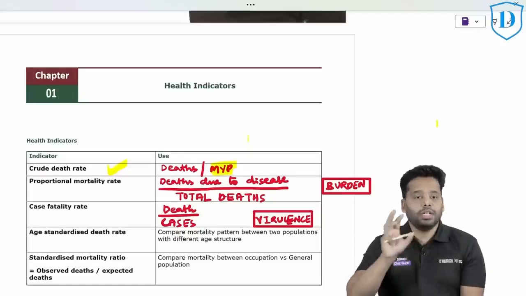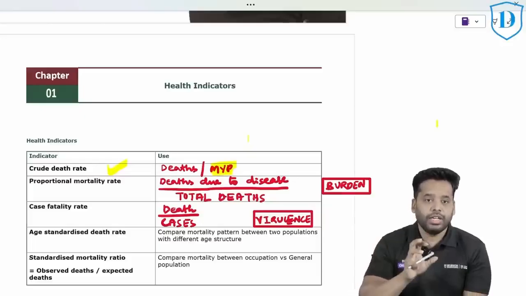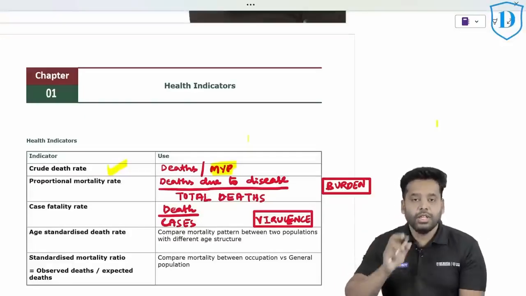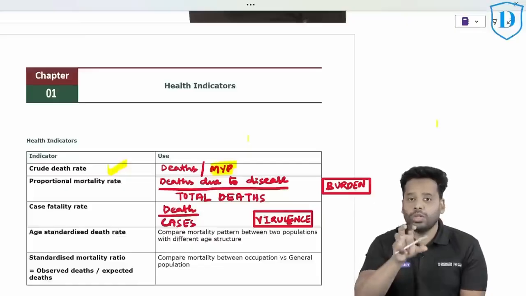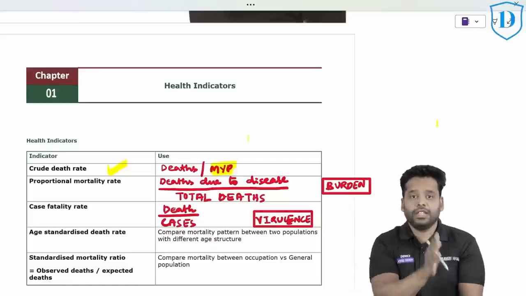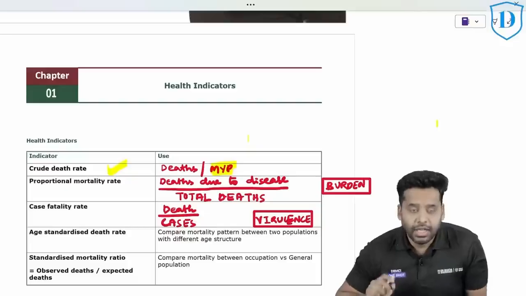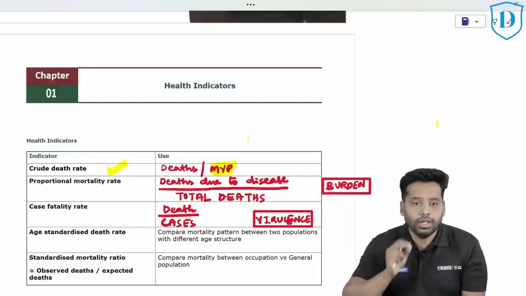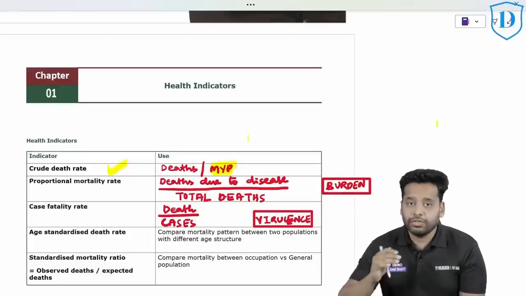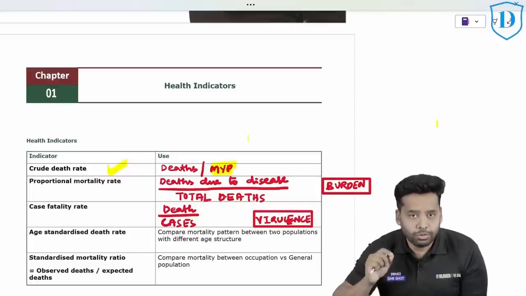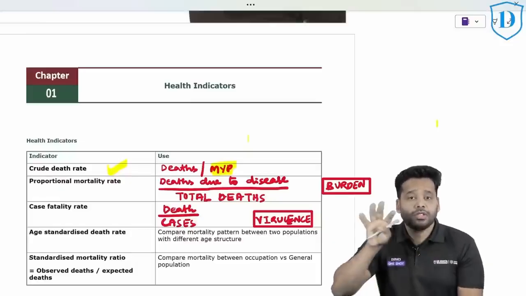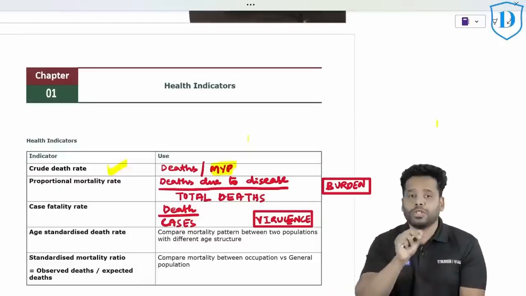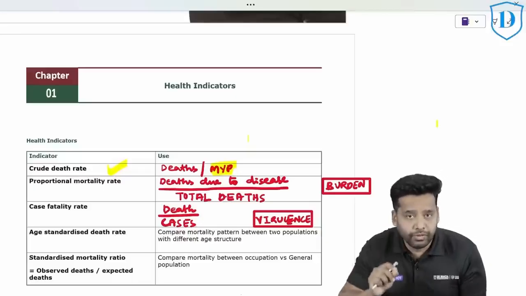So crude death rate. The word crude indicates the whole population: risk of death in a population. If they ask this question, it is crude death rate. If I cut the crude death rate into pieces, age specific death rate or sex specific death rate, that is for different age groups or different sex, male and female. So specific death rate will indicate risk of death in different subgroups. If the word subgroups comes, your answer should be specific death rate.